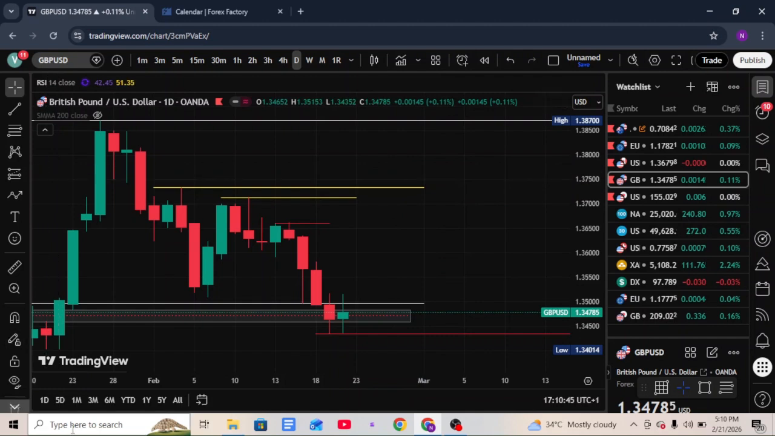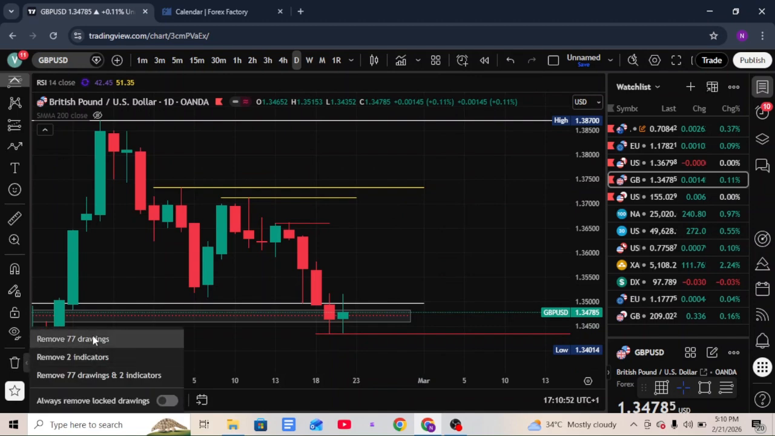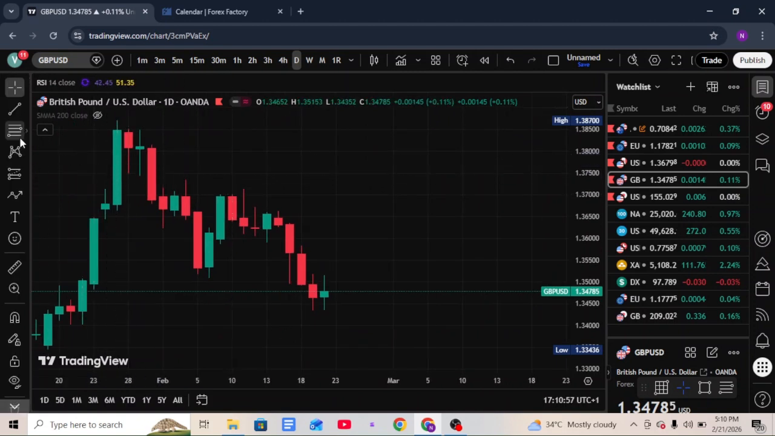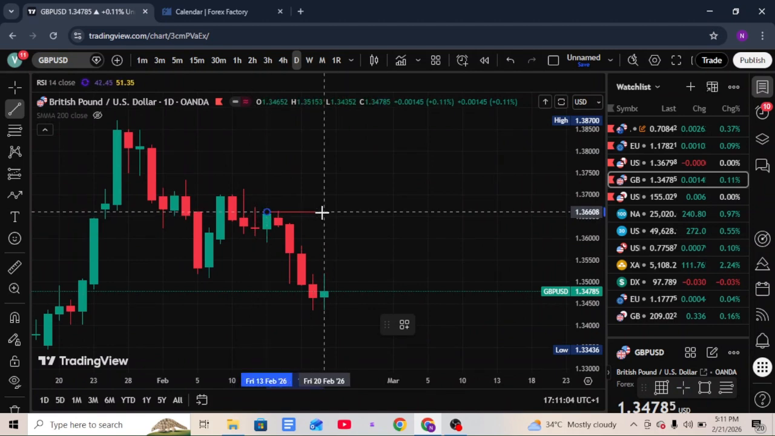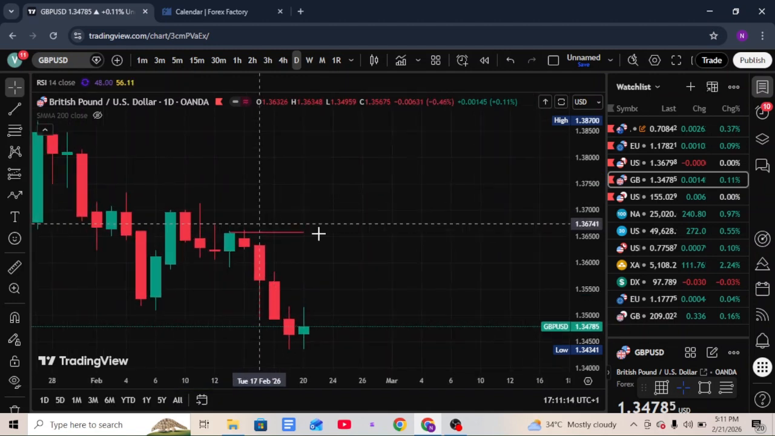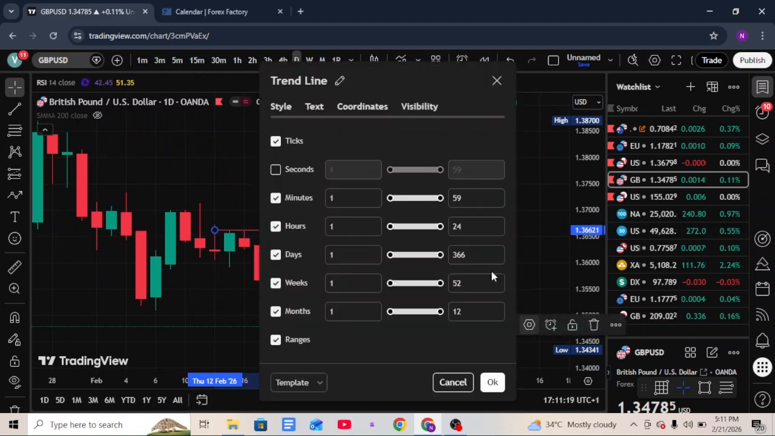Let me not confuse you. Let me delete all the lines so we can have something more perfect. So let's mark this out. I want to use the red line for my daily highs and lows.